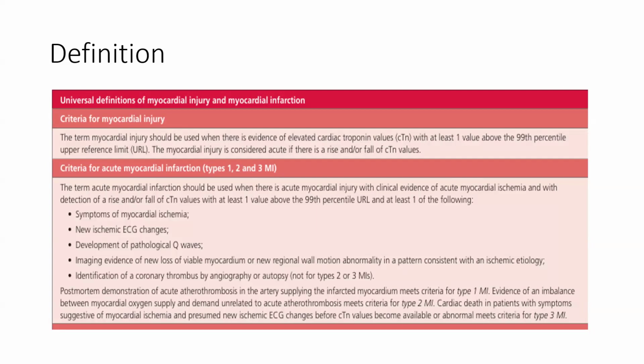Then, identification of coronary thrombus by angiography or by autopsy. So postmortem demonstration of acute atherothrombosis in the artery supplying the infarcted area meets the criteria for type 1 MI. Evidence of imbalance between myocardial oxygen supply and demand unrelated to acute atherothrombosis meets the criteria for type 2 MI. Cardiac death with symptoms suggestive of myocardial ischemia and presumed new ischemic ECG changes, before cardiac troponin values become available or abnormal, meets the criteria for type 3 MI.